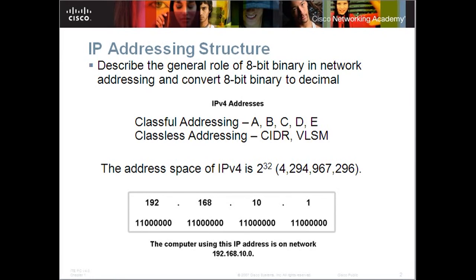So it's a 32-bit binary number, and the address space of IPv4 will be 2 to the power 32. That's 4,294,967,296, the total number of IP addresses available. But we cannot use all. We'll discuss later why we cannot use all. So this is a number, 192.168.10.1. This is an IP address which belongs to a network, the network 192.168.10.0. What is a network, what is an IP address, all those things we'll discuss.